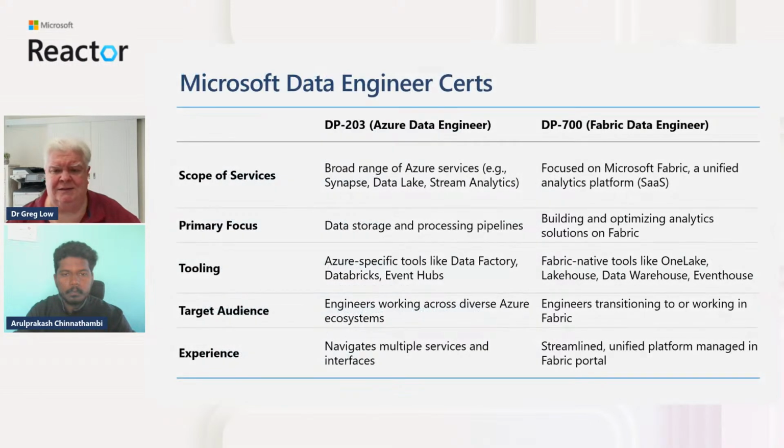And if you compare this to the previous exam that was there, which is DP-203, as I said, the focus for that one was more on a broad range of services. So it was Synapse and Data Lake and Azure Stream Analytics and so on, where DP-700 focuses on Fabric and how to do those same sort of things inside Fabric. If you look at 203, we looked at storage and processing pipelines. Predominantly, it looked at Data Factory pipelines and Synapse pipelines. And of course, now we instead look at pipelines as part of Data Factory inside Fabric.